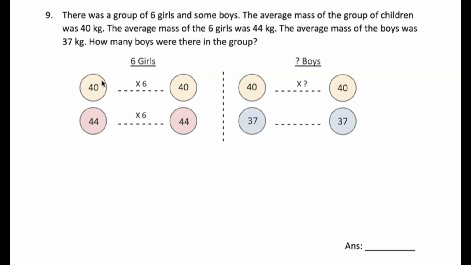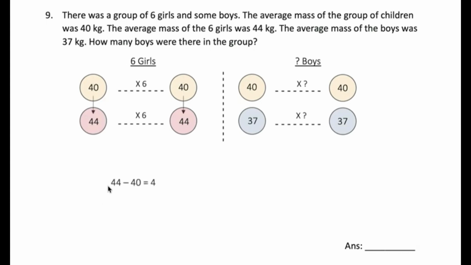So for example, you're adding all the 40s here, and then adding all the 44s and all the 37s. This will equal the total of the first row. All right. So now let's focus on the girls because we know the number of girls. If I look at the girls in these two scenarios, the first scenario compared to the second scenario, there's an increase of 4 kilograms for each girl, and there are 6 girls.